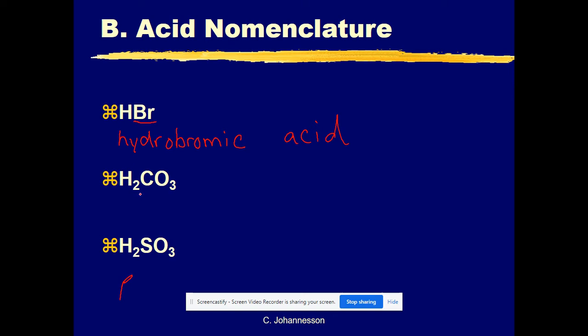So this one, for example, CO3 is carbonate. Carbonate ends in "ate." "Ate" goes to "ic." So we would change carbonate to carbonic acid. If you don't know that this is carbonate, you go look it up on your polyatomic ion sheet, and CO3 is on there, and it is carbonate.